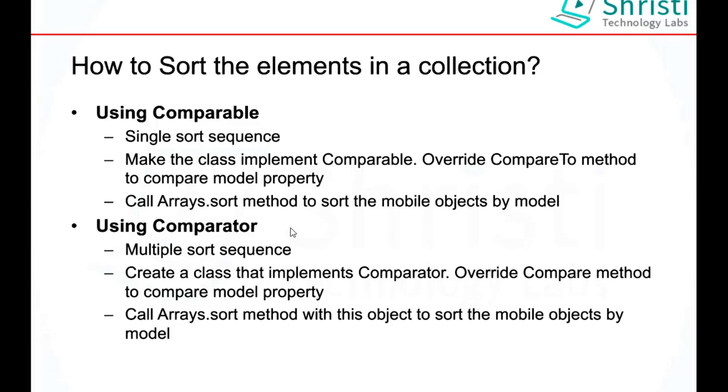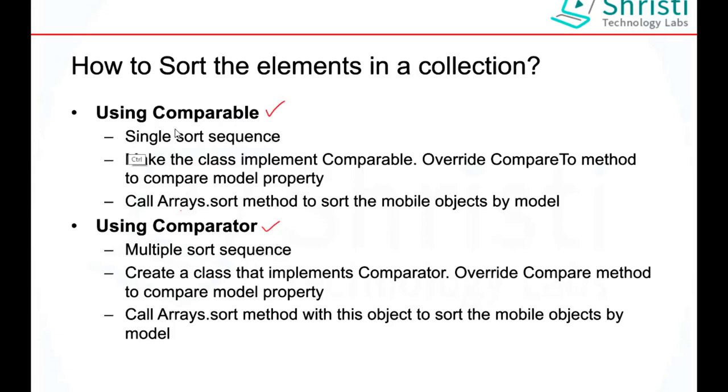How to sort the elements in a collection? If you want to go in for a sorted collection, you can use TreeSet. But the problem with Set is it does not accept duplicates. What if I have a list of objects and I want to sort the elements? It can be done using Comparable and Comparator.